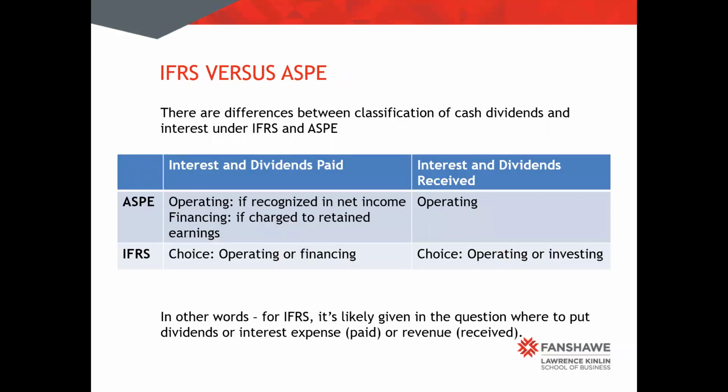Some of the differences between how you classify cash dividends and interest under IFRS and ASPE. So when you pay them under ASPE, if it's recognized in net income, it's an operating cost. If it's charged to retained earnings, it's a financing cost. Under IFRS, you have the choice. For any interest and dividends received, it's operating under ASPE. And under IFRS, you can choose between operating or investing.